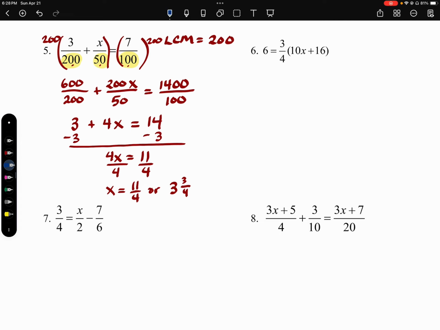We've got 6 equals 3/4 times the quantity 10x plus 16. So to start out here, whenever we have parentheses and then that 3/4 out there, I'm going to go ahead and distribute this. So I have 6 is equal to 3 times 10, which would be 30x over 4, plus 3 times 16, which is 48, and then we still have the 4 in the denominator.